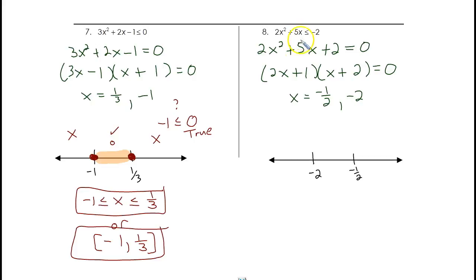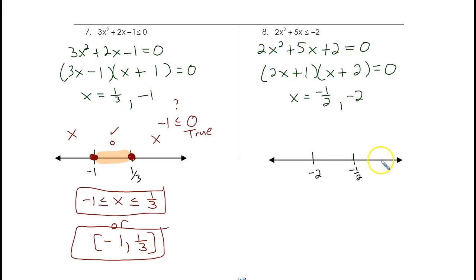Our last example of inequalities here, again, I set it equal to 0. I added 2 across so that it's in standard form. Leading coefficient is greater than 1, but I figured out the factors and got -1/2 and -2 as the two solutions. Put those on a number line. -2 is less than -1/2. Bigger negative numbers go to the left, right? And when I'm looking at these numbers, where is 0 going to fall? That's the number I'm going to test.